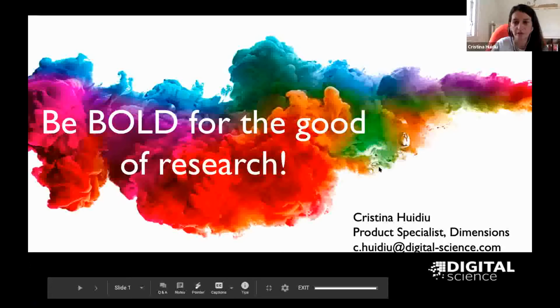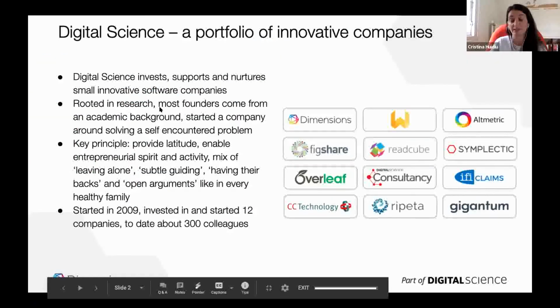A little bit, oops, there we go, always pressing the wrong buttons. So Digital Science is actually a collection of companies, or a family of companies.